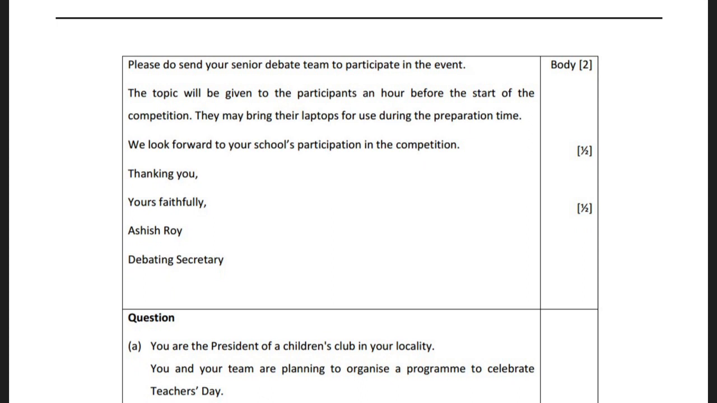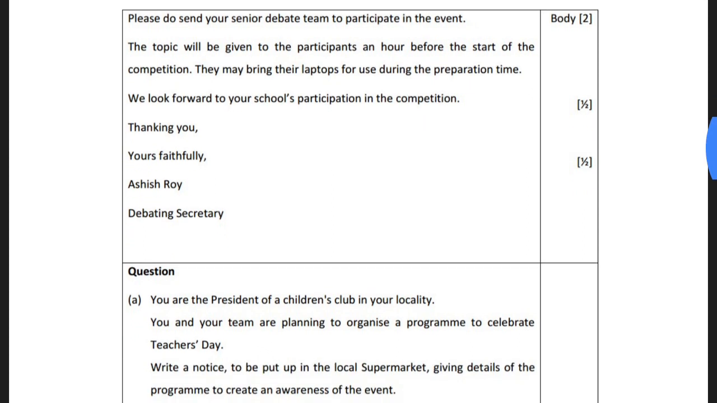So you see, for writing yours faithfully, for writing your thanking you, and for writing your full name, and for mentioning your designation, who are you who is sending this invitation. So the designation is the debating secretary. So for all these 4 lines you have half a mark. So don't think that half is written directly across yours faithfully, so it's only for writing yours faithfully. You have to write all these 4 things, only then you will score another half a mark. So this is the way you can write your email.